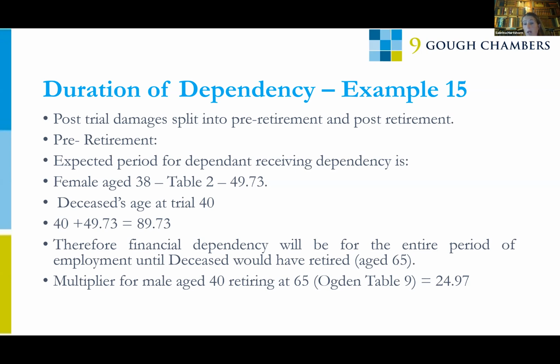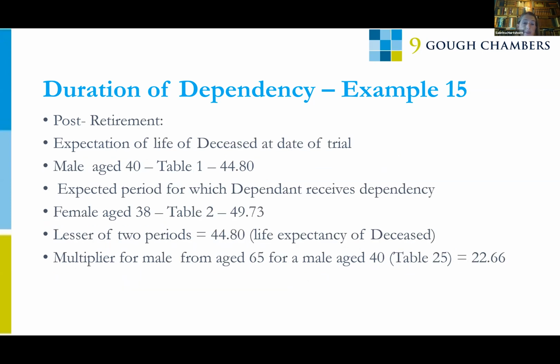And we know from example 15 that he would have retired at age 65. So the lesser period here is the period for the full period of employment. So it's a multiplier for a male age 40 retiring at 65, and you're looking at Ogden table 9, which gives you a multiplier of 24.97.